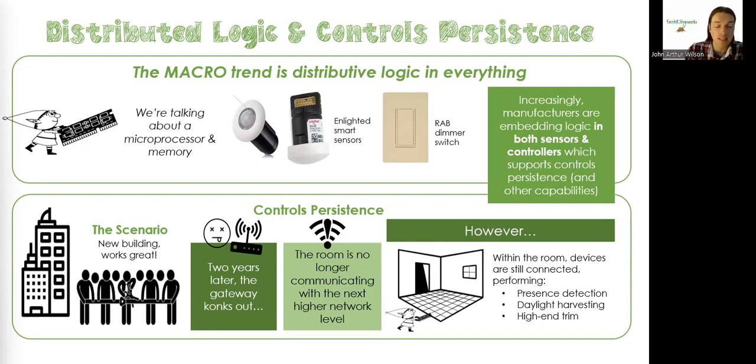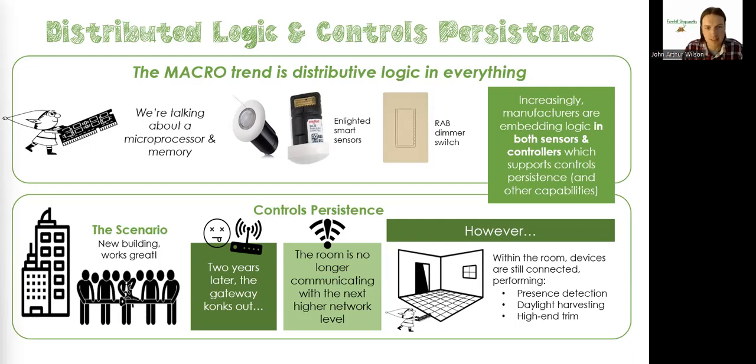And then the components in the room are no longer communicating with that gateway. Well, if you don't have embedded logic in the devices in the room, then the system performing in your room is no longer going to have all those parameters that were put in there, not just for energy code, but for safety and occupant comfort and all this other stuff going on, right? But with controls persistence, if the system loses connection with that next higher network level, it still knows what it's doing. It's like, I still know what I'm supposed to do.